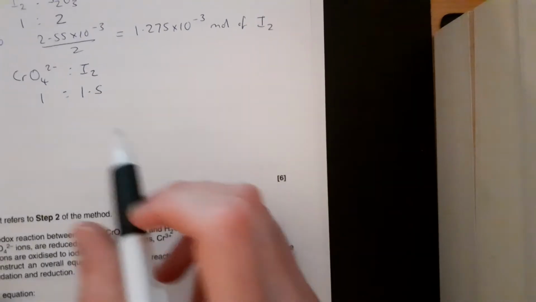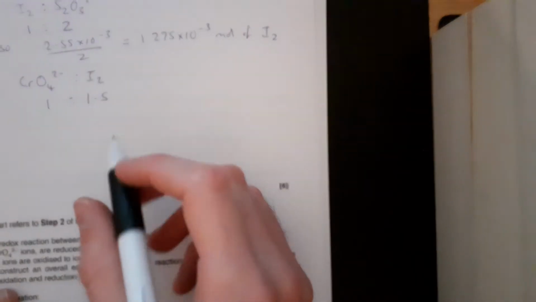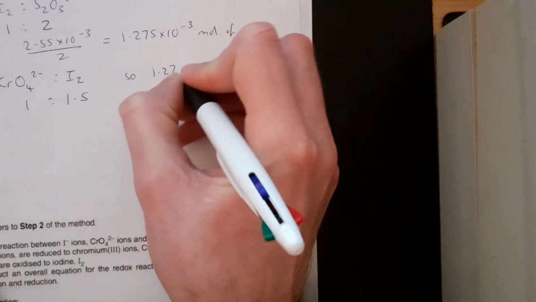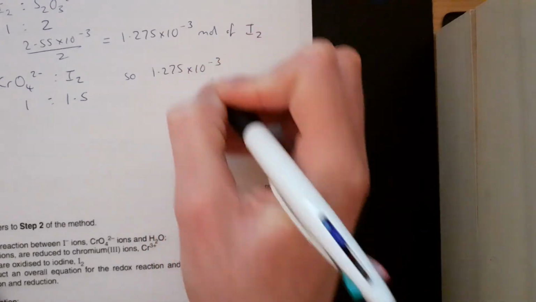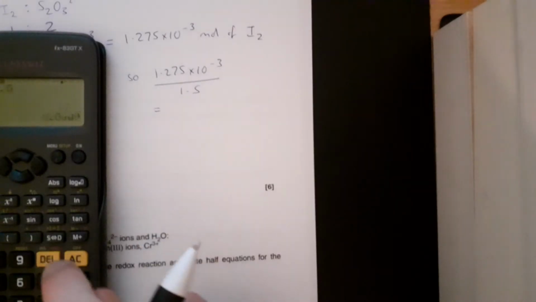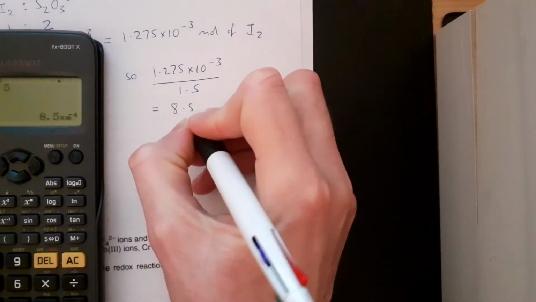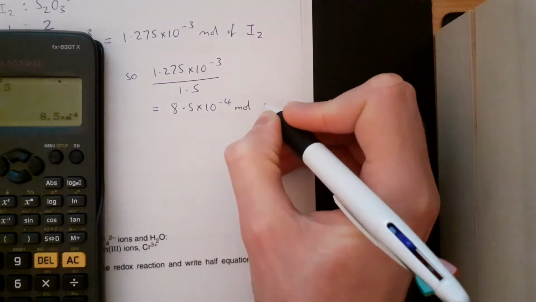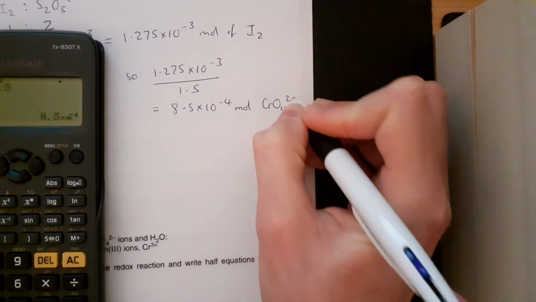So at least we're not just timesing by 2 and going back to the same number like we've done in the other questions. So it is a bit different. So we're going to do this 1.275 times 10 to the minus 3 divided by 1.5, didn't we? So we're going to take this and divide by 1.5. So we've got 8.5 times 10 to the minus 4 moles of the CrO4 2 minus.